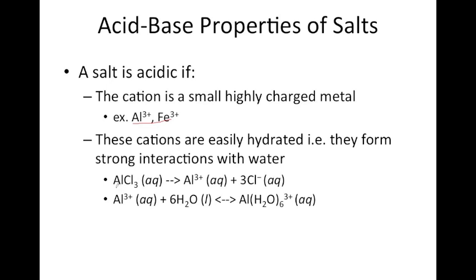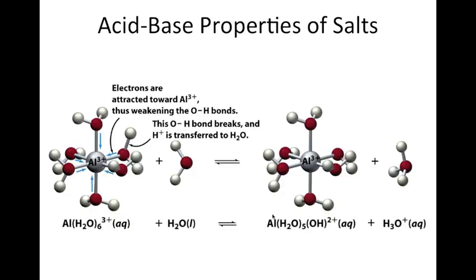Here's aluminum chloride. When aluminum chloride is put in water, it dissociates to form a small, highly charged aluminum cation and the chloride ion. The aluminum cation is small and highly charged, and therefore in an aqueous solution, it forms very strong ion dipole interactions with water. Let's look at this picture. It forms a complex where you have the aluminum cation forming very strong ion dipole interactions with, in this case, 6 water molecules.